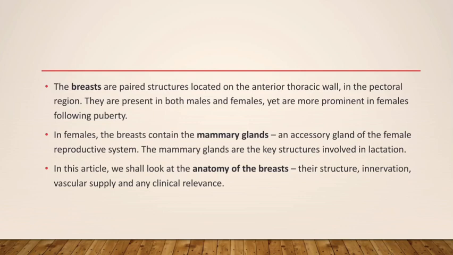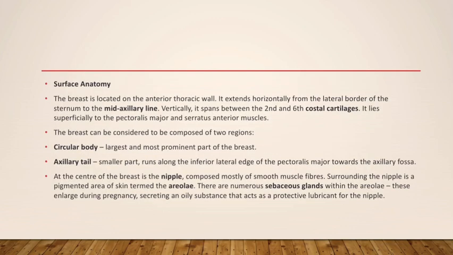In this article, we will look at the anatomy of the breast, their structure, innervation, vascular supply, and any clinical relevance. Surface anatomy. The breast is located on the anterior thoracic wall. It extends horizontally from the lateral border of the sternum to the mid-axillary line. Vertically, it spans between the second and the sixth costal cartilage. It lies superficially to the pectoralis major and the serratus anterior muscle.